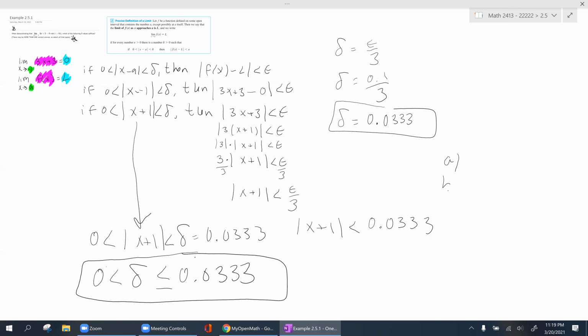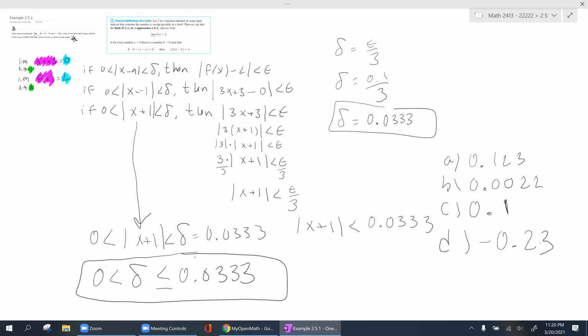So in other words, if I had given you an option with, hey, which one of these delta values suffice, let's just say here I had given you 0.123, 0.0022, 0.1, that's a 2 over there, and negative 0.23. These are your options. Which deltas would you choose? Well, I know that the deltas I can choose have to be strictly greater than 0, but less than 0.03.